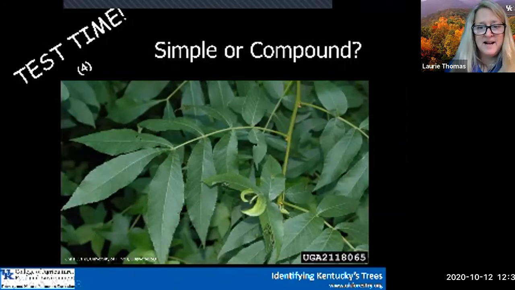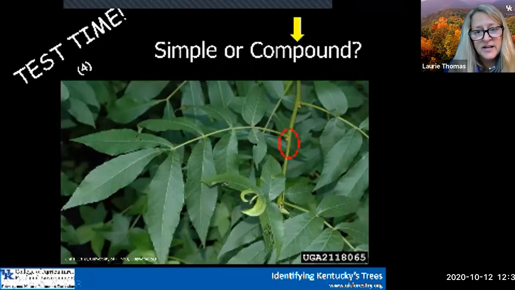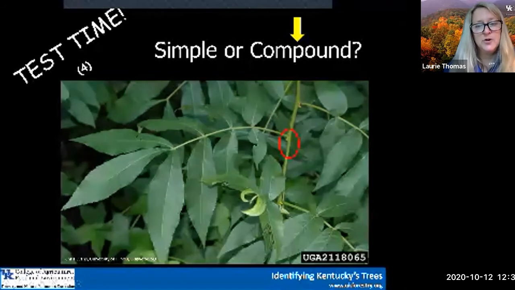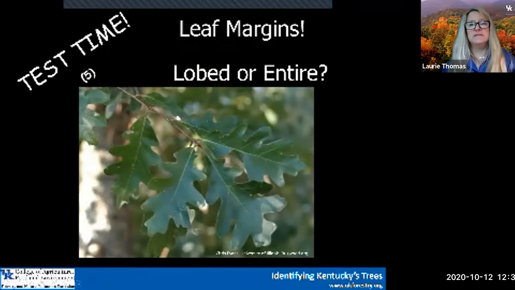Okay, so this is a good one. Simple or compound? Now this one you can actually see the bud. So if we look here, are we seeing any buds at the base of what we think are the leaves as we keep moving down, getting closer to this other stem? In fact, no, we see that our bud is down here. So we have a compound leaf. This whole thing is a compound leaf. And this, with these sulfur yellow buds, that's a bitternut hickory. Okay, leaf margins, lobed or entire? Hopefully everybody said lobed.